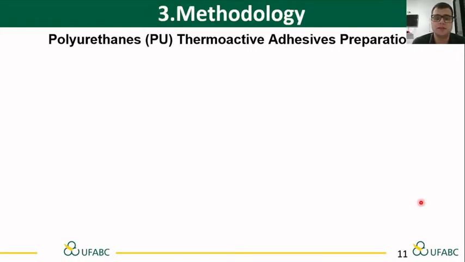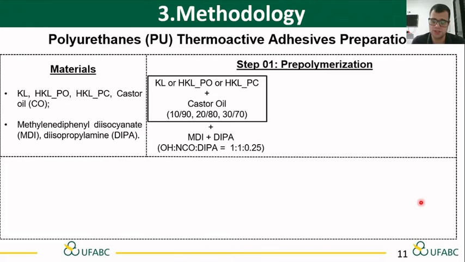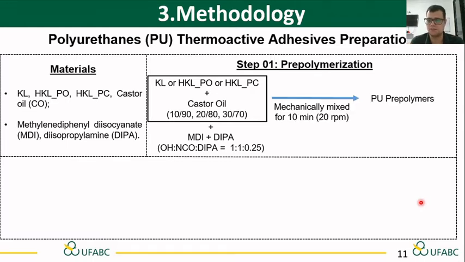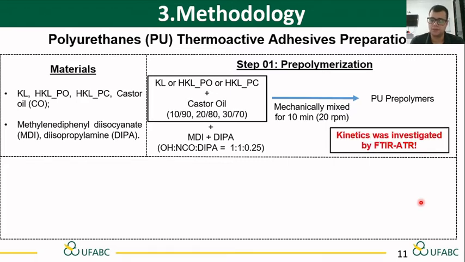Finally, we have the PU thermoactive adhesives preparation methodology. This methodology is divided into 2 steps. The first step is prepolymerization, where initially polyol systems were obtained by mixing unmodified or hydroxypropylated lignins and castor oil in different lignin and castor oil mass ratios. After that, MDI and the isocyanate blocking agent diisopropylamine were added to the polyol systems. The resulting systems were mechanically mixed for 10 minutes, and then PU prepolymers were obtained. The prepolymerization kinetics was investigated by FTIR.